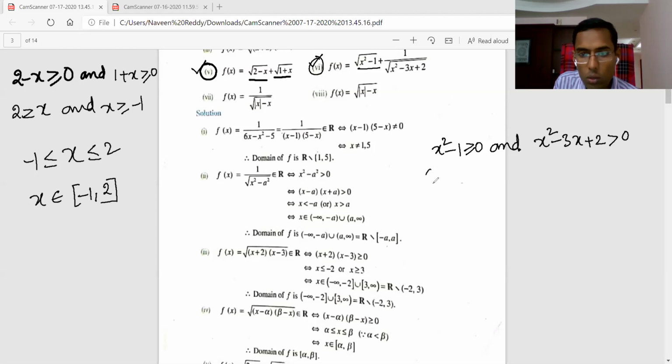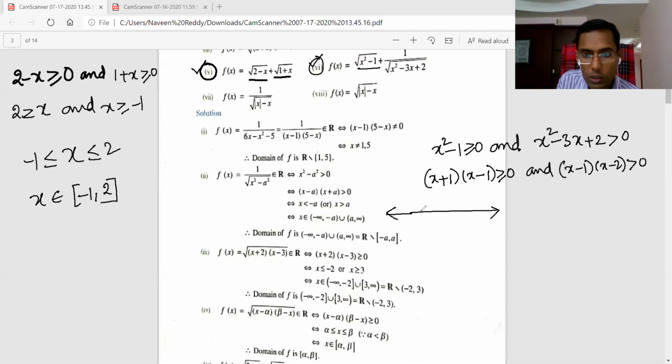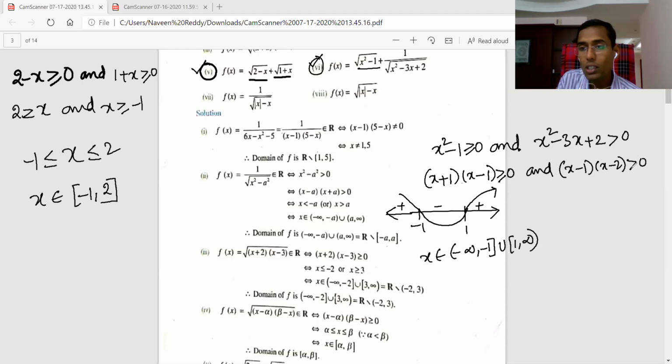What is the process to solve this? Already we discussed: x square minus 1 greater than or equal to 0. And what is the factorization? x minus 1 into x plus 1. So what do we get here? Already we discussed, this one is minus 1 and this is 1. This is positive, this is negative, this is positive. I gave the formulas already: greater than means does not lie between the roots. So x belongs to minus infinity to minus 1 closed union 1 to infinity. And here also, 1 to 2.